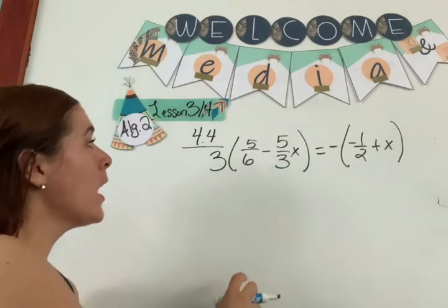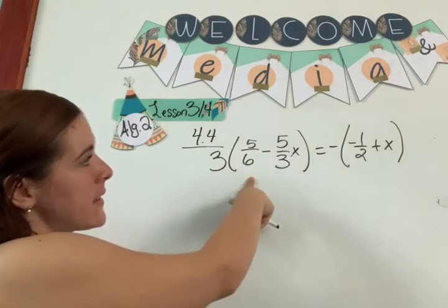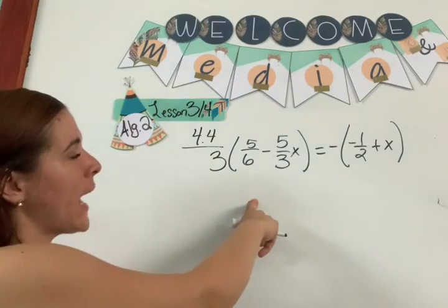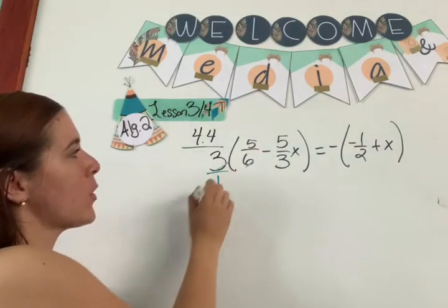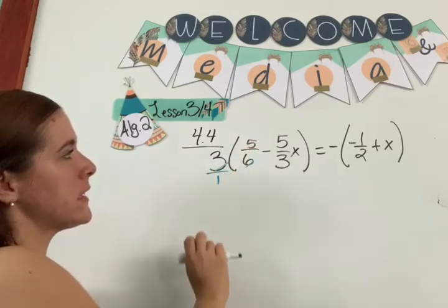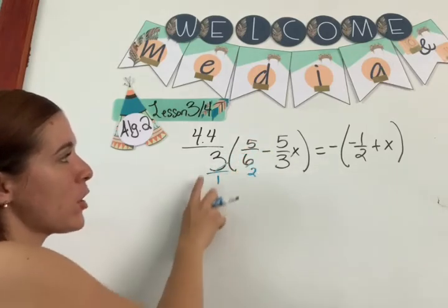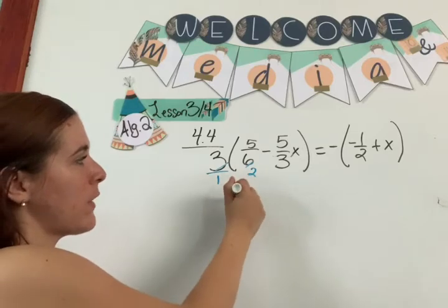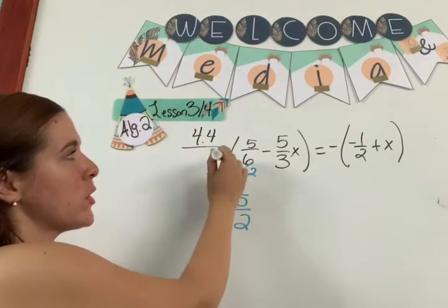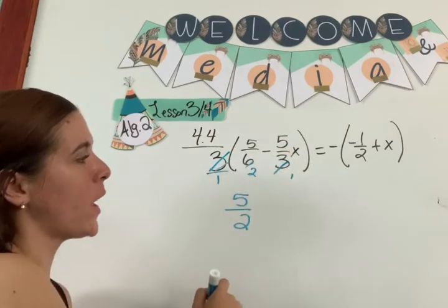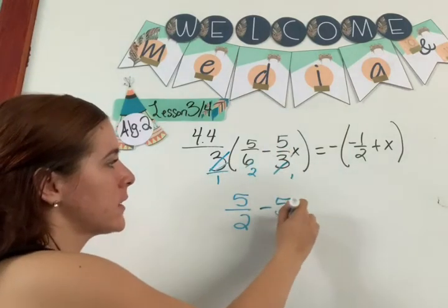We're strong. Okay, 3 times 5 over 6. Look what you can do. You can cancel, right? Because remember, this is 3 over 1, so 3 times 5 over 6 is going to be, cancel out your 3 and the 6, and it becomes 2, so it's 5 over 2, right? Same thing over here, 3 times negative 5 thirds, well, you can cancel out the 3 and the 3, so it's 1, and you're left with negative 5x.